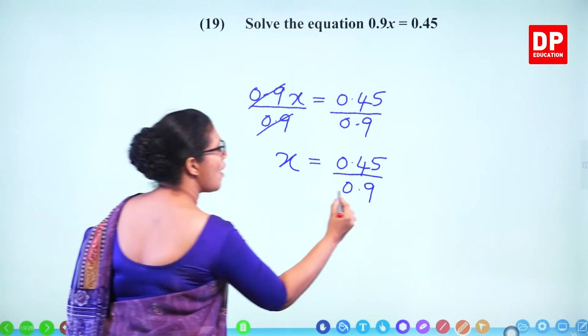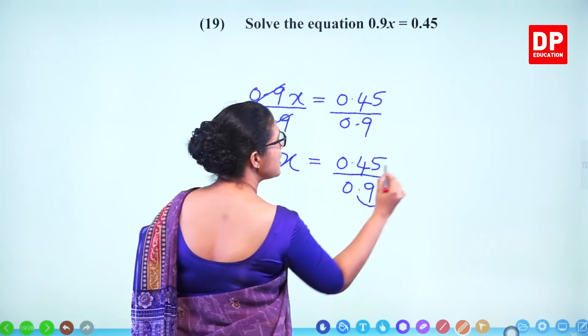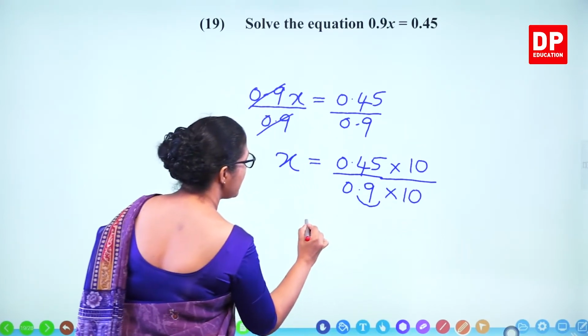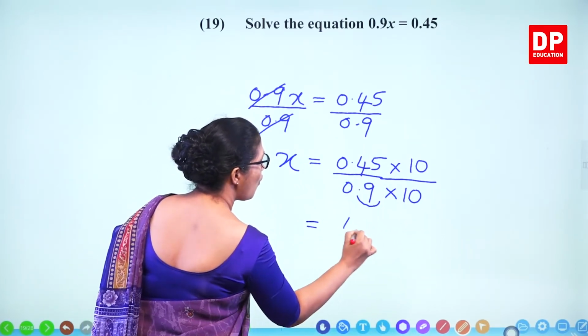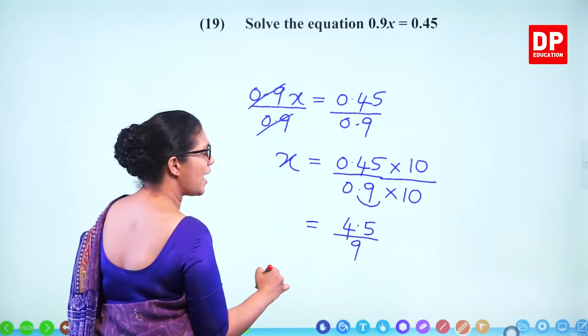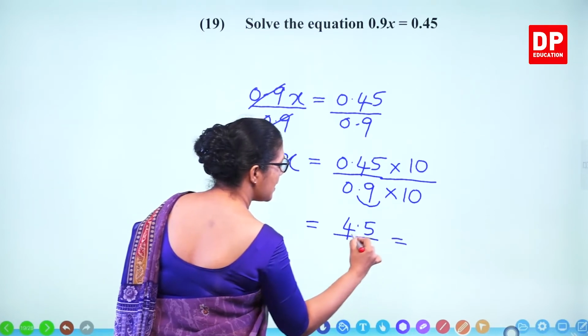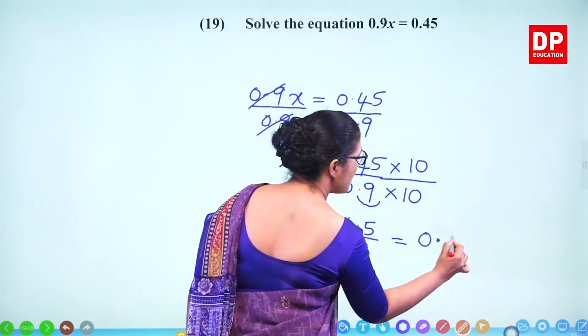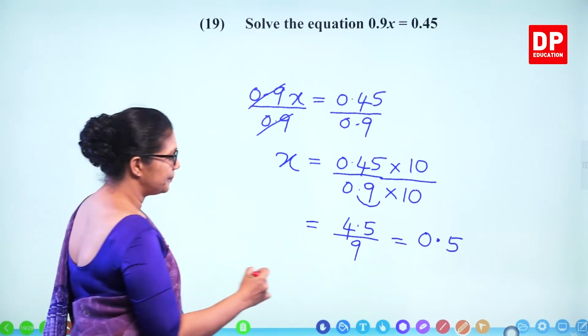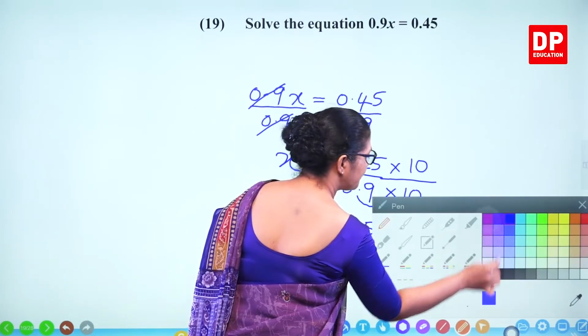It's difficult, so you have to get rid of this decimal. You multiply by 10, both the numerator and the denominator. So this becomes 4.5 divided by 9. Now you can divide. What's the answer? 9 times 5, so that means 0.5 is the answer. So 2 marks again.